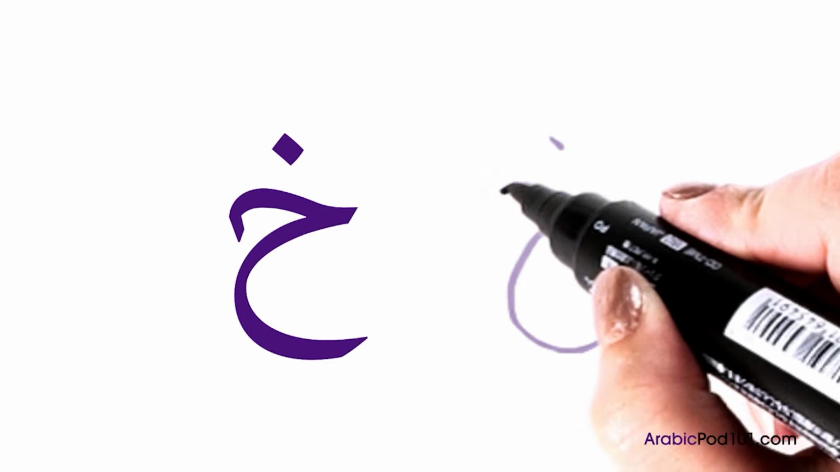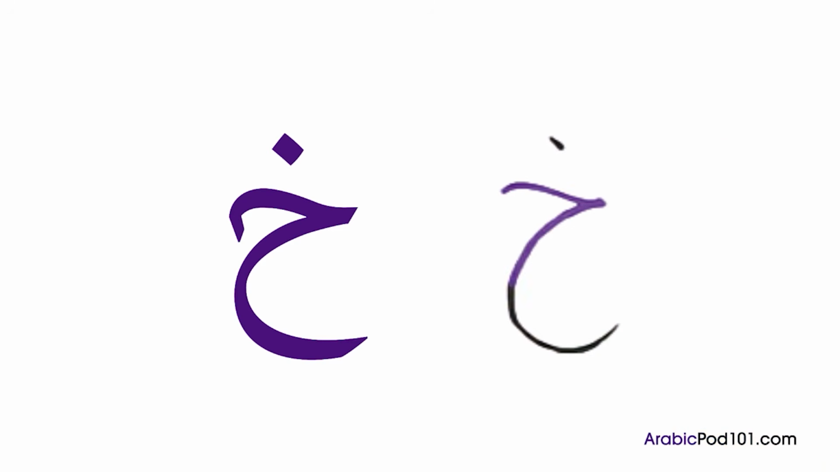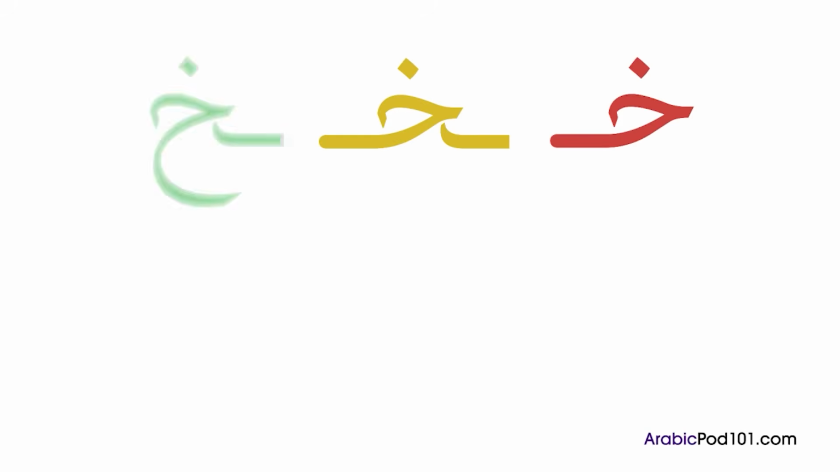Here's how to write the isolated version. Kha. Like its two friends, it has three other forms: initial, medial, and final. Now we'll write them. Kha.